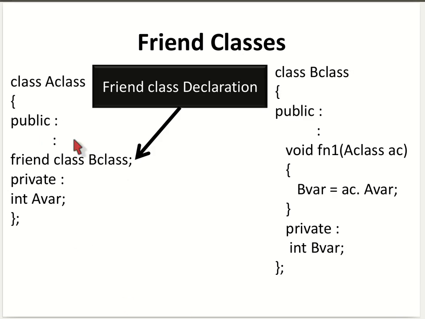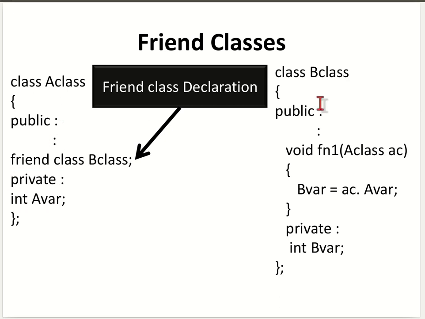So here is a friend class declaration. Let's say this is our class A, and here we have mentioned friend class B. So what we are doing is mentioning here that this class B is a friend of this A class, so it can access the private as well as the protected members. Public is also available.